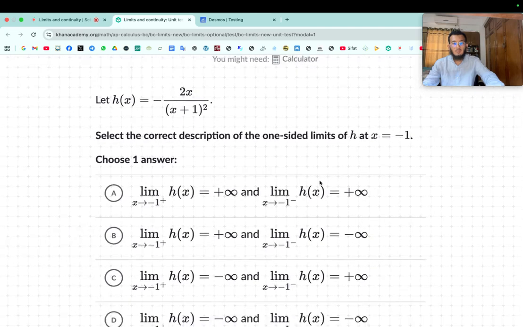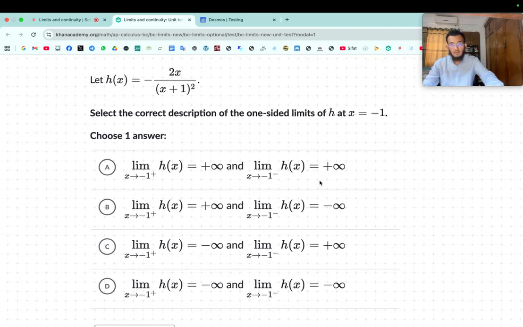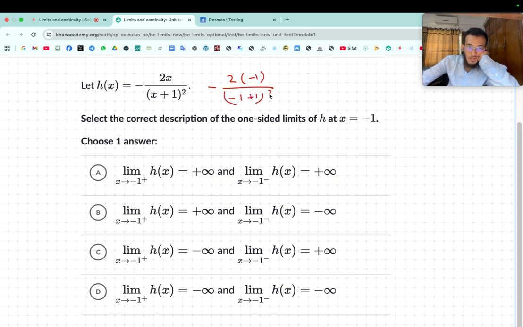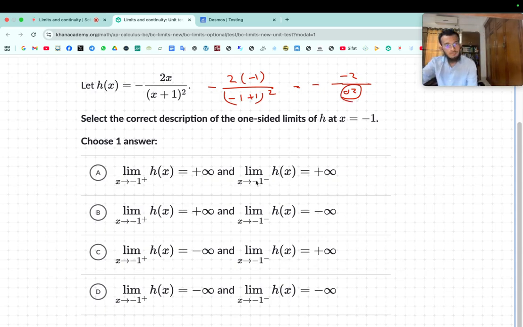So the correct description of the one-sided limits of h(x) at x equals negative 1. So if you plug in negative 1 here, 2 times negative 1 upon negative 1 plus 1 squared, so the numerator is just negative 2, and negative 1 plus 1 is 0. Okay, so the denominator gets 0. Here's the problem. So we need the correct description for the one-sided limit at x equals negative 1.